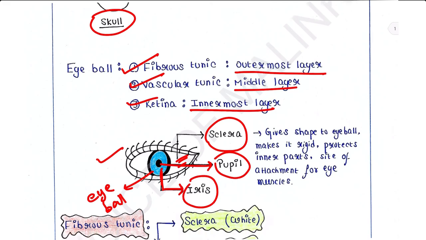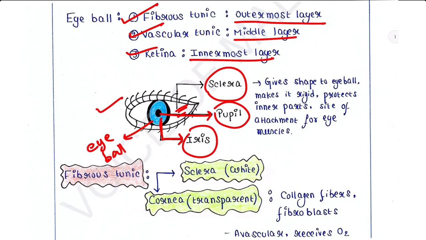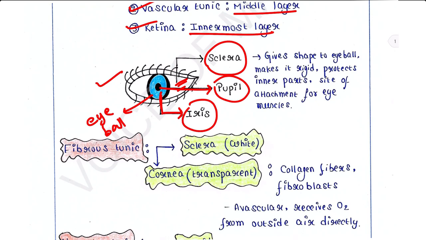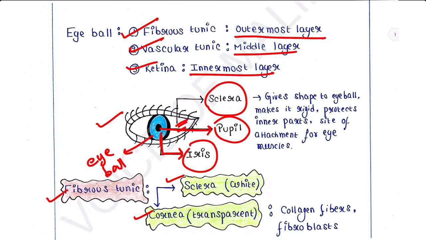Now coming to the outermost layer, or fibrous tunic, it is composed of two parts, sclera and cornea. Sclera is the white part. You can see this is the sclera, the white part, and a transparent coating is covering the colored iris.